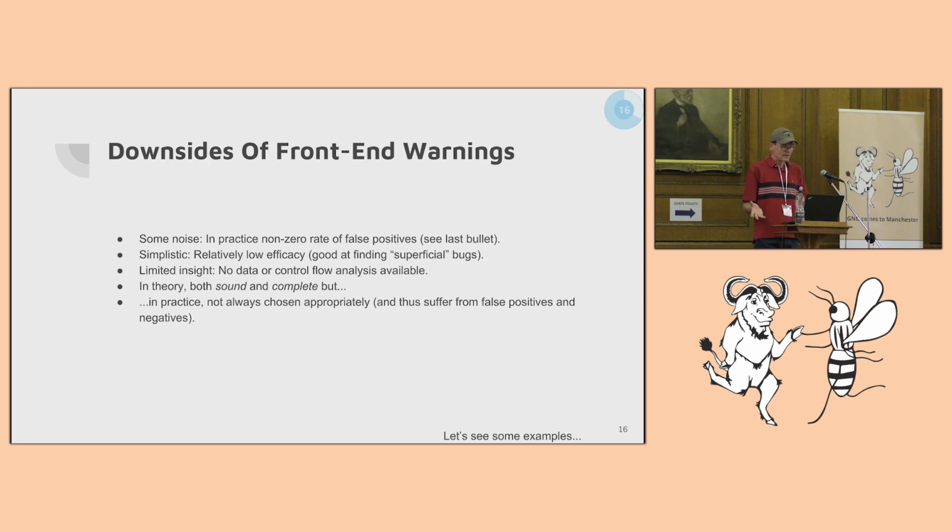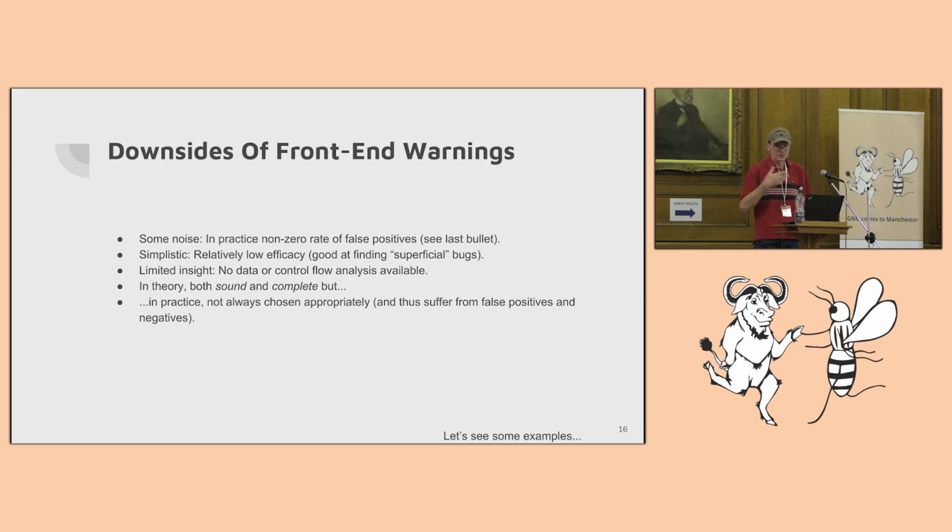So the downsides of front-end warnings: they do have some noise, even though, like I said, in theory they could be both sound and complete. In practice, they have a non-zero rate of false positives. They tend to be simplistic, not necessarily in that the implementation of a front-end warning is simple, but rather that they tend to find superficial problems, because they have limited insight. They have no data or control flow analysis at their disposal.